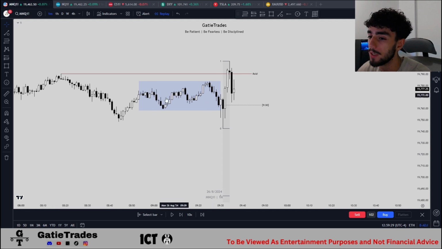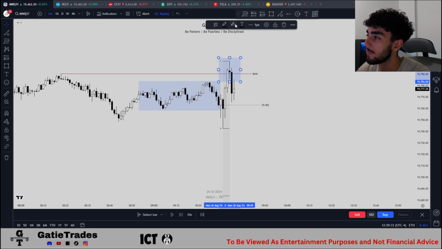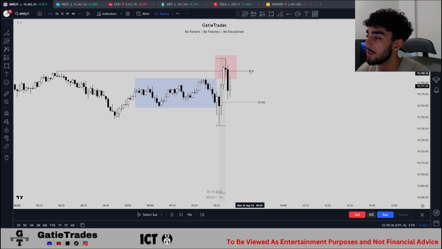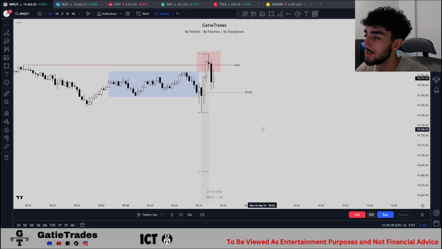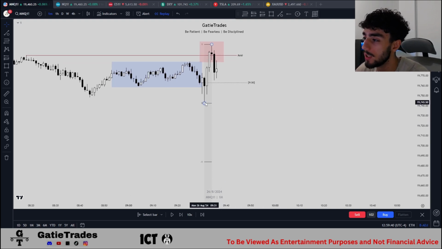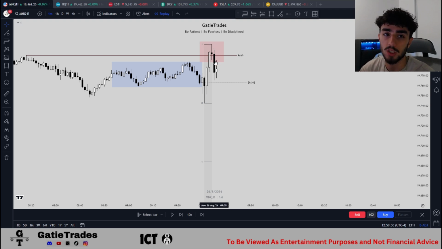So we have the buy side raid, the accumulation, the manipulation. So this would be your manipulation right here, and we could just box that in red. And you're expecting a distribution to the downside. So what exactly is a standard deviation projection and measured move? This move from low to high is your manipulation leg, right? So we manipulated from this low to this high. We expanded in this direction.